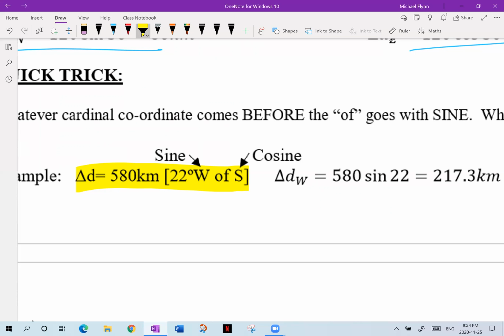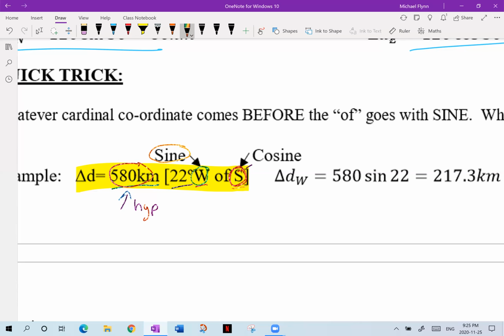So here's a little pro trick for you. When it's written like this, 580 kilometers, 22 degrees west of south, one of those components, the west or the south one, will go with sine and the other one goes with cos. The pro trick is this: whatever comes immediately after the angle and before the "of," in this case west, will always go with sine, whatever the direction is, whether it's north, south, east, or west. Whatever's in the second position after the "of" will always go with cos. And this is always the hypotenuse of your triangle, right?